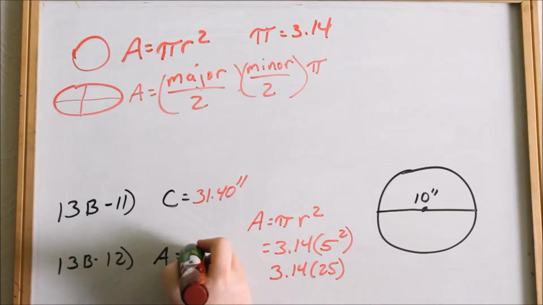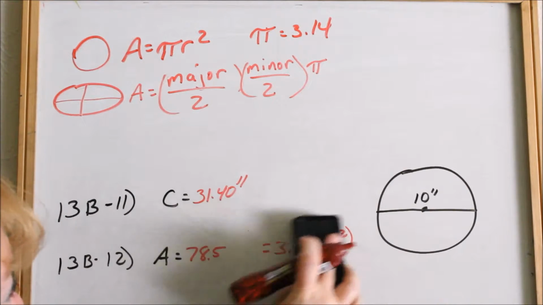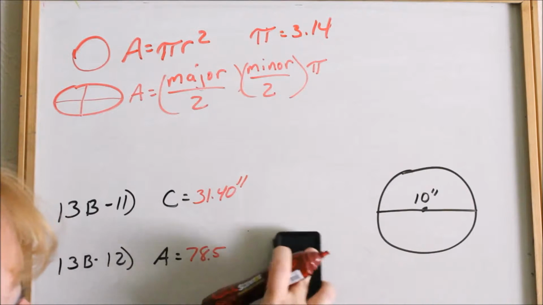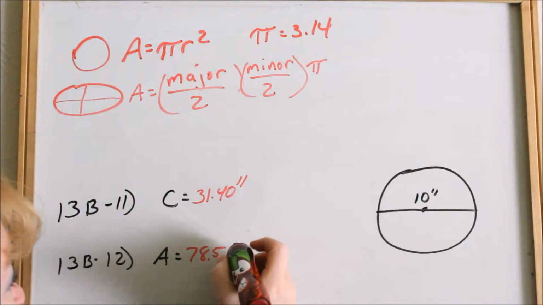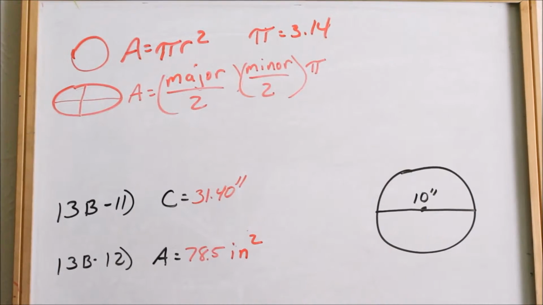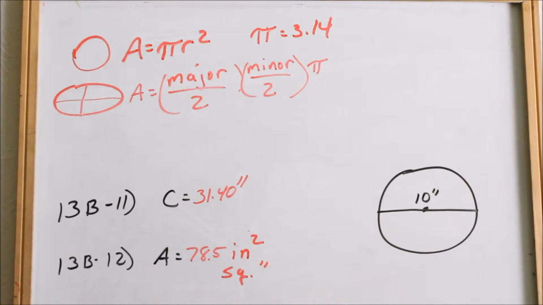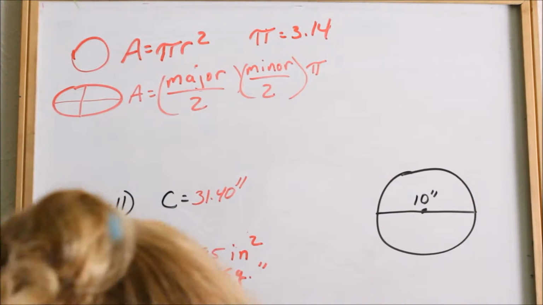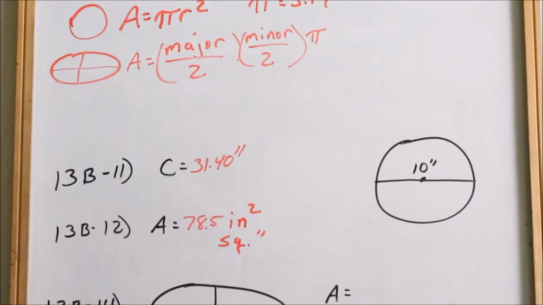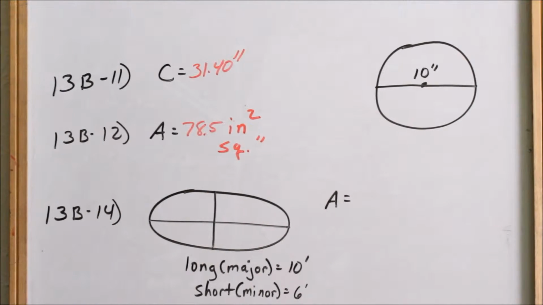And that would be 78.5. And don't forget your units. I need to erase some of this to have room. That would be square inches. And remember, you can write it with your symbol. You can write square inches. You can write it like that as well. So 78.5 square inches. Okay, and remember, you might have a slightly different number than me if you're using your pi button.